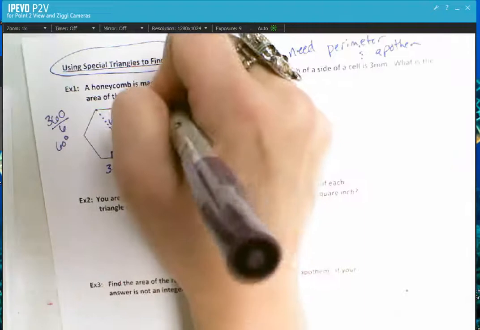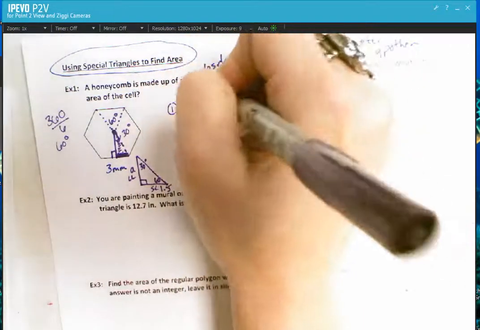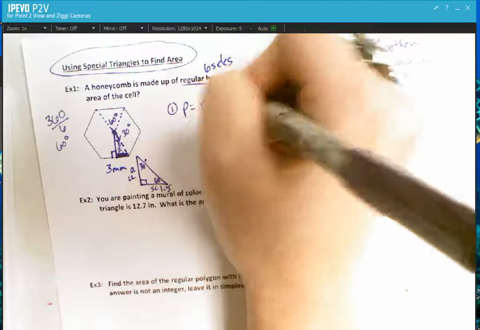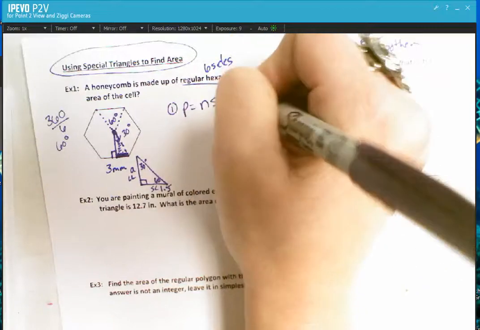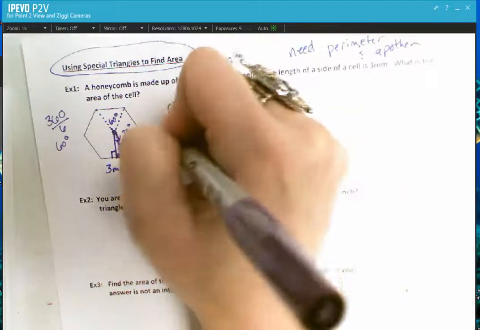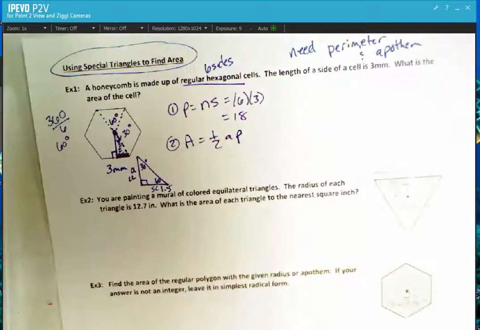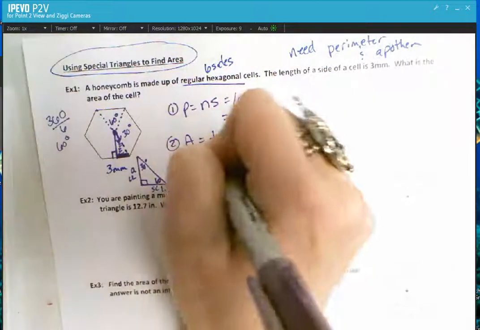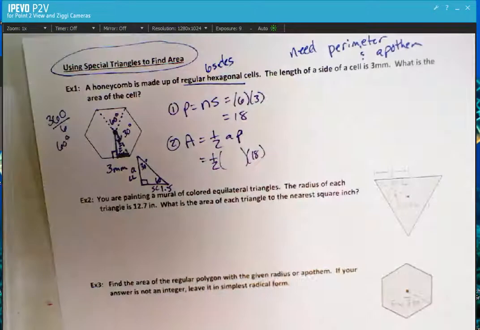So I'm going to start with my step 1. Perimeter equals n times s, which is the number of sides, 6, times the side length, which is 3. So that's equal to 18. My second step, though, is area equals 1/2 apothem times perimeter. 1/2, I know the perimeter is 18. I've got to figure out what this apothem length is.